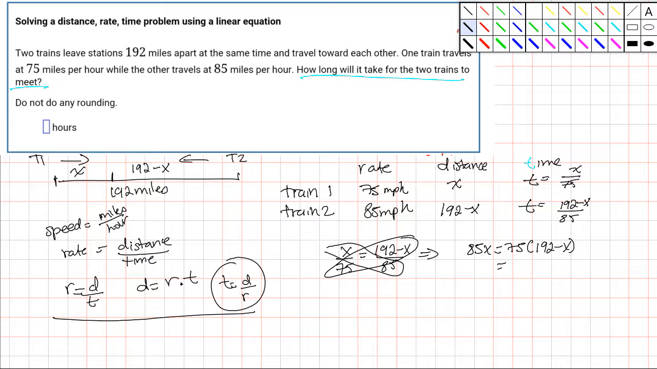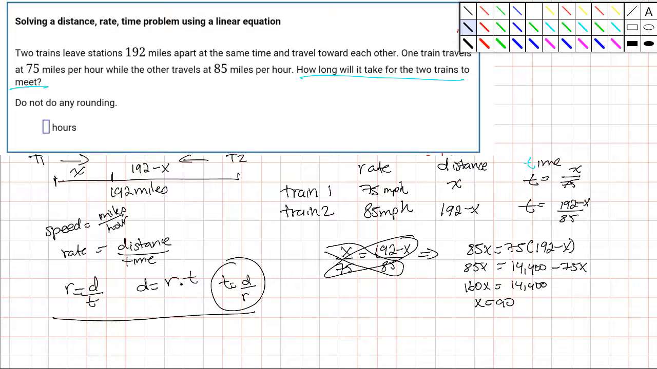So I have 75 times 192 equals 14,400, minus 75x equals 85x. I move 75x to the other side, so I have 85x plus 75x. That gives me 160x equals 14,400. Now I have to divide 14,400 by 160 to find x, and x equals 90.